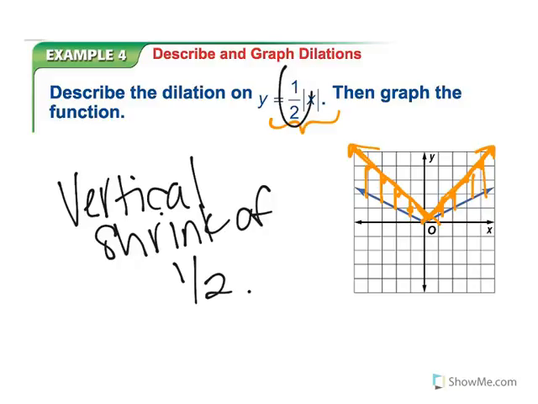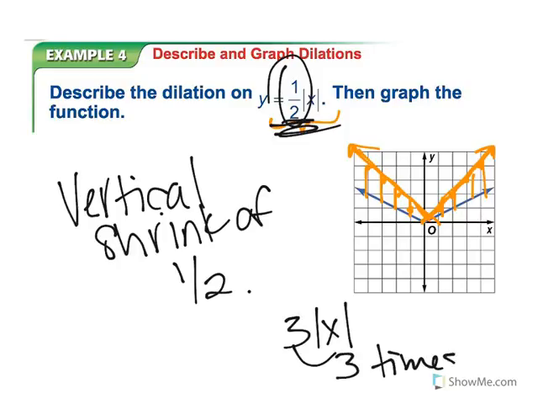So anytime you multiply something on the outside of your function, it's either going to make it half as tall, or say if you multiplied it by 3 times the absolute value of x, it's going to make it 3 times as tall. So that would be a vertical shrink or a vertical stretch.